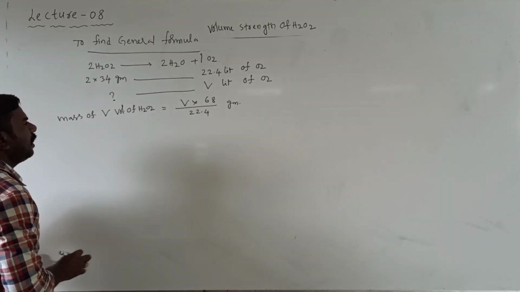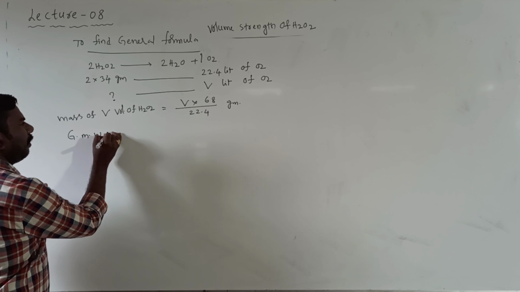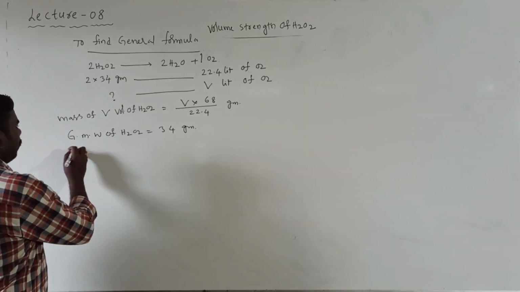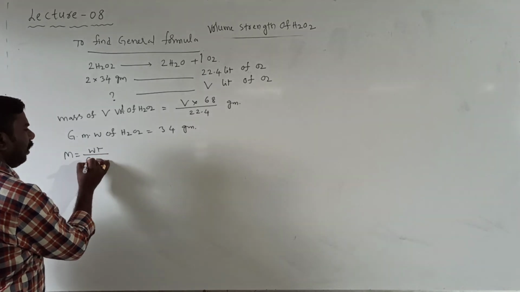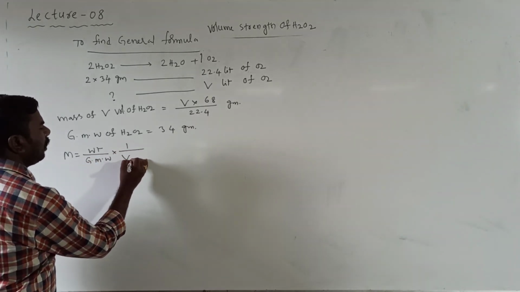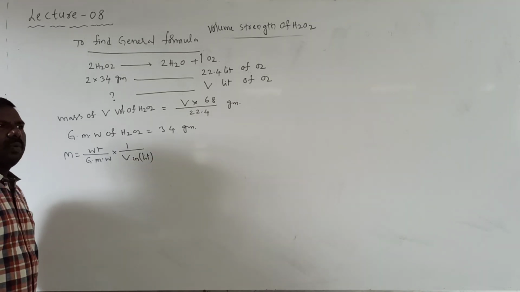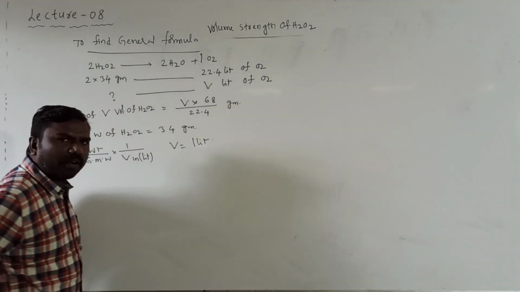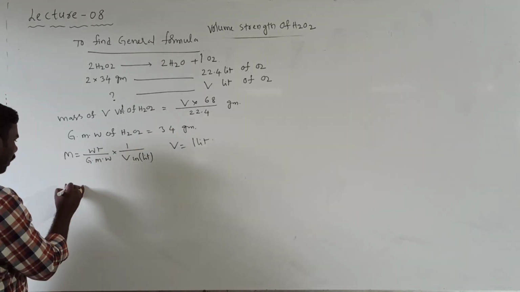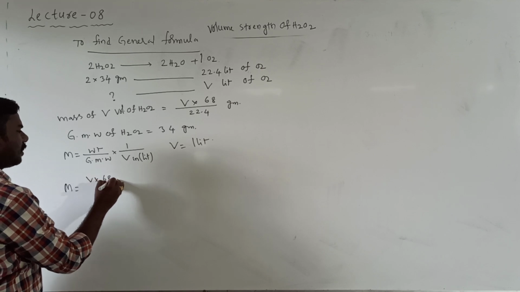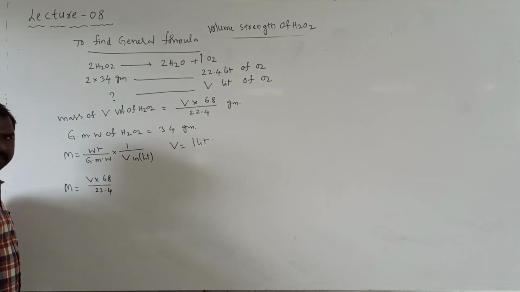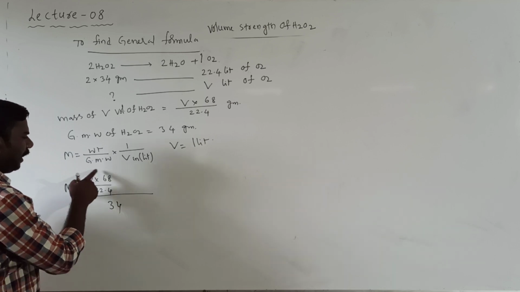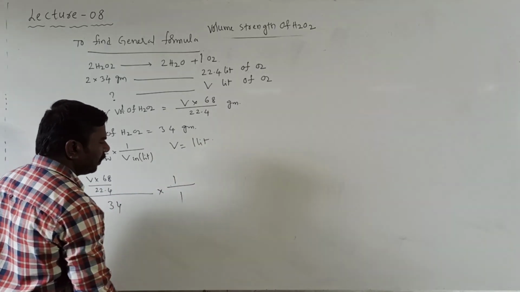Next, gram molecular weight of H2O2 is equal to 34 grams. Already we know the molarity formula: weight by gram molecular weight into 1 by volume in liters. Number of moles per 1 liter of solution is called molarity. Then volume is considered as 1 liter. Substitute all these terms. What is weight here? Volume into 68 by 22.4. This is the weight. By gram molecular weight, equal to 34.